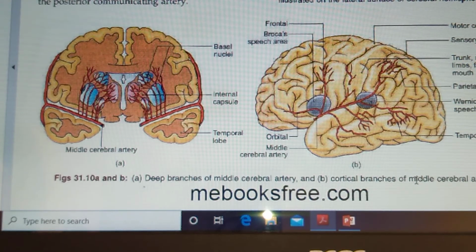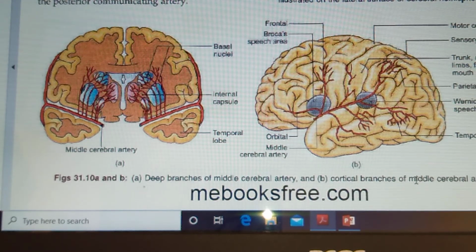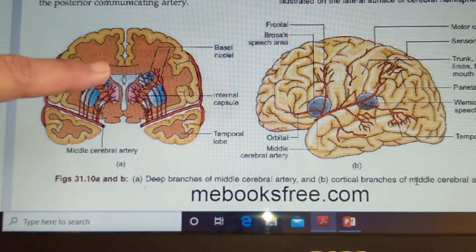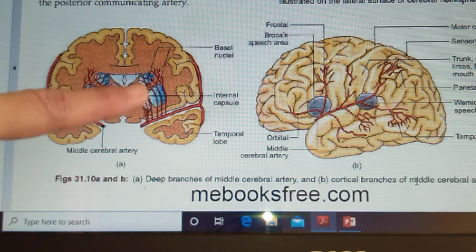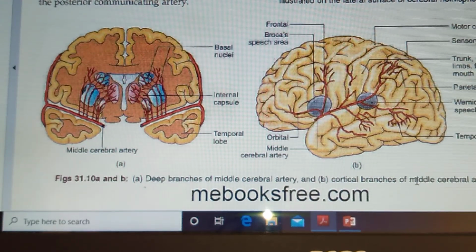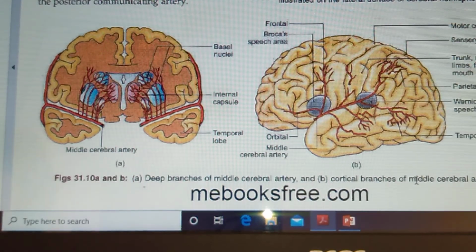It is running in the stem of the lateral sulcus and it gives off deep or perforating branches which supply the anterior limb of the internal capsule and part of the basal nuclei. Here you can see, right, this is supplying the internal capsule and the basal nuclei, right. So these are known as the perforating branches or the deep branches of the middle cerebral artery.